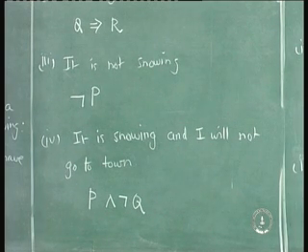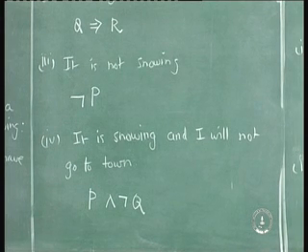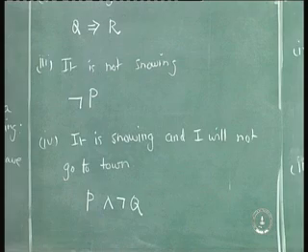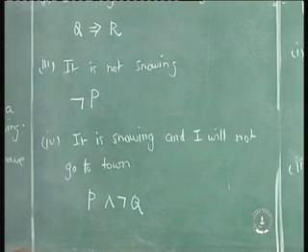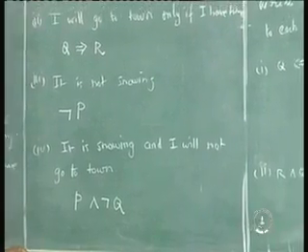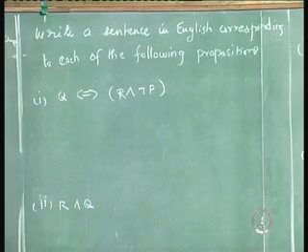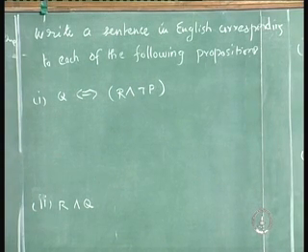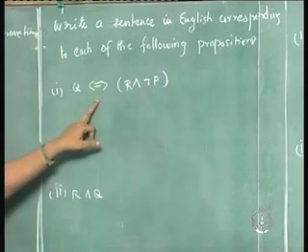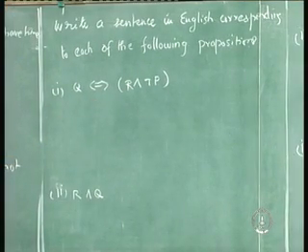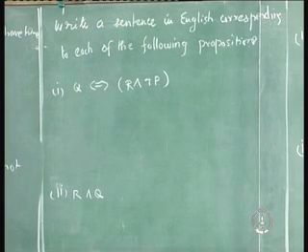And if you have a proposition, how will you write it in English? How will you interpret properly and write it in English? Write a sentence in English corresponding to each of the following propositions. Q is equivalent to R and not P. How can you write this in English? We know that this can be read as if and only if. And what does Q stand for? Q stands for I will go to town.